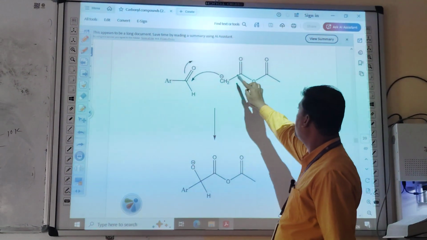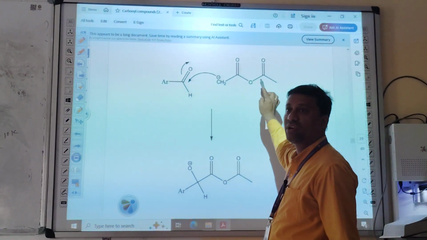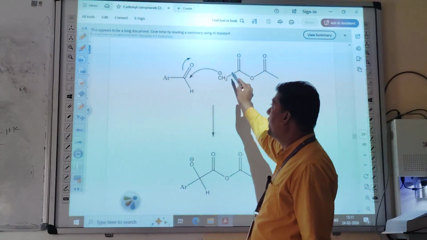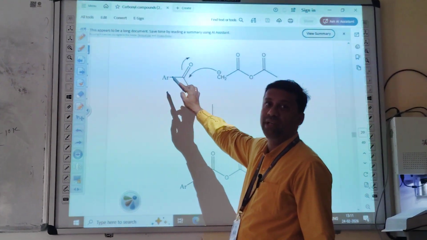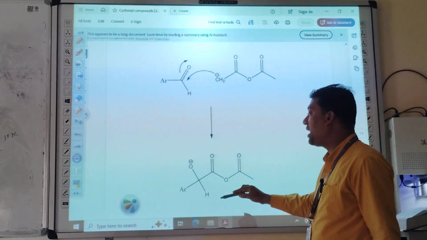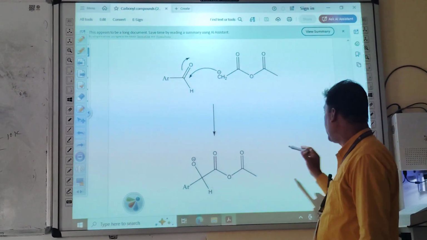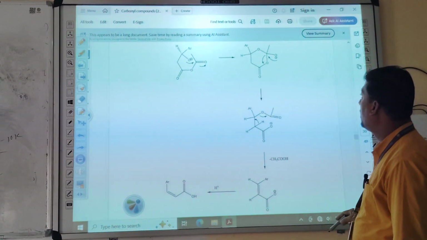This is the carbanion ion. The negative charge carbanion ion will be produced. That will attack the central carbonyl carbon, and the alpha beta unsaturated compound will be formed. Okay.